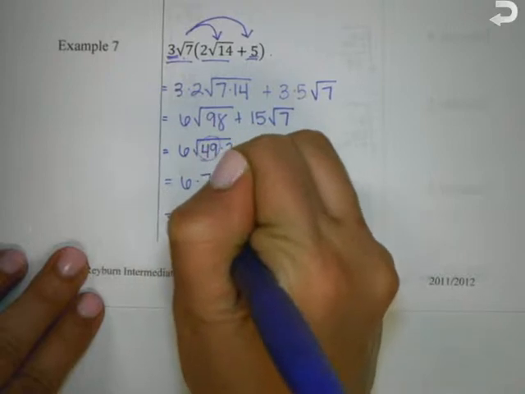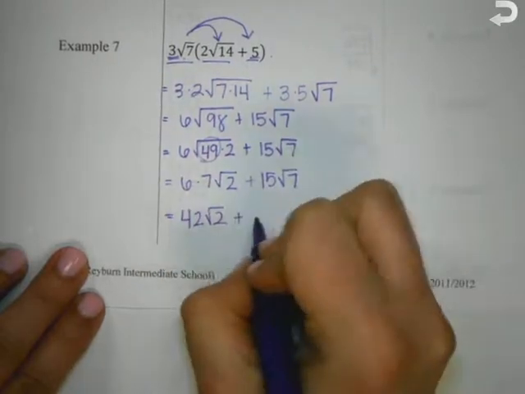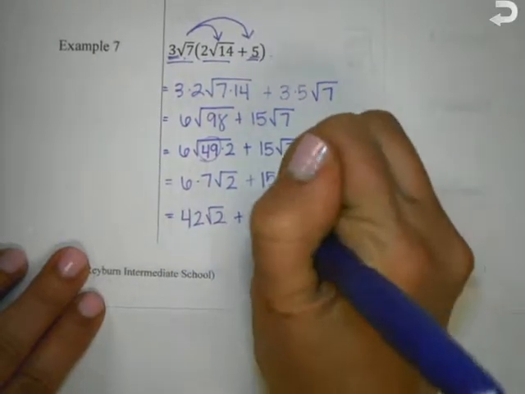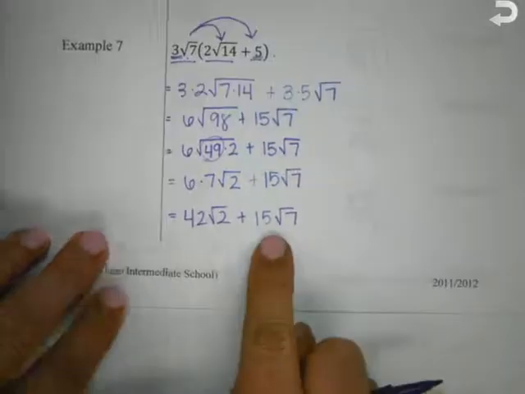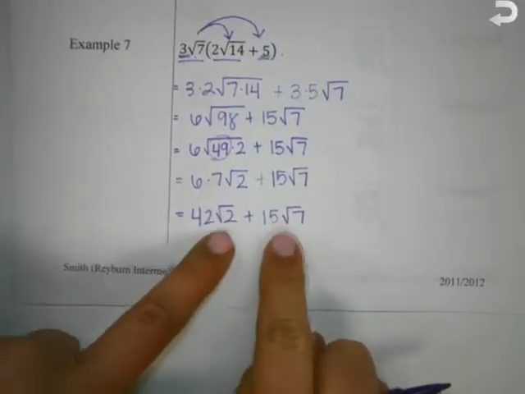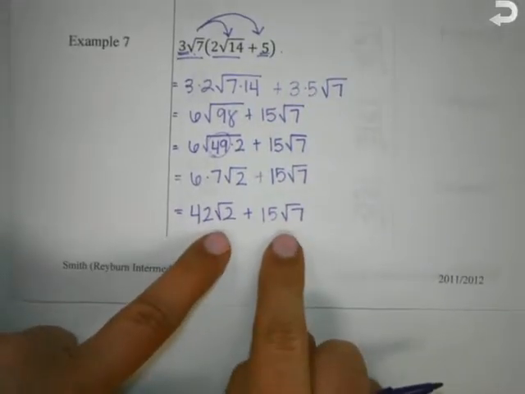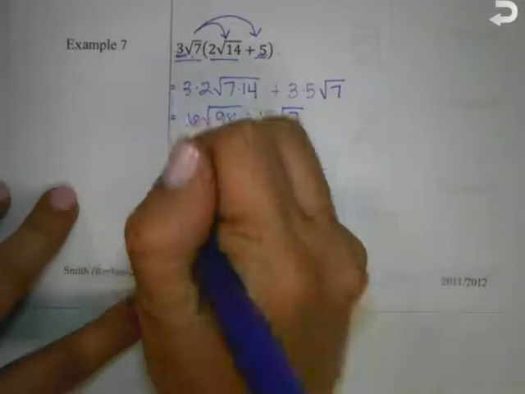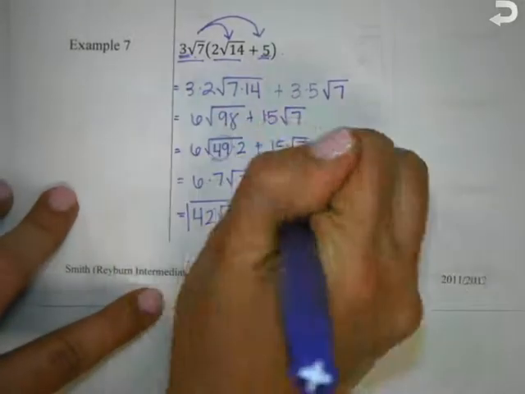We cannot combine these because the roots are not the same. So we leave this as our answer. I will talk to you all tomorrow about adding and subtracting roots. So today we are just leaving it as it is. Okay?